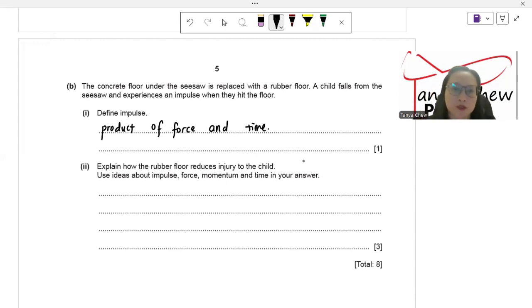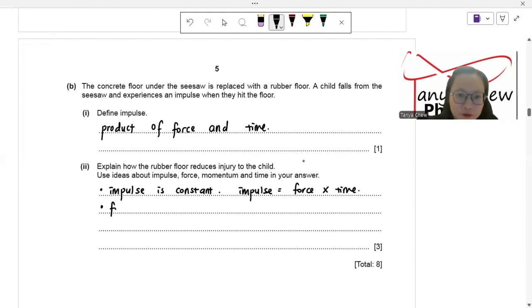Okay, I will use an equation to explain. Impulse is constant. I want you to see this. This is my impulse. Impulse equals force multiplied by time. Since the impulse is constant, I would say that force is inversely proportional to time.